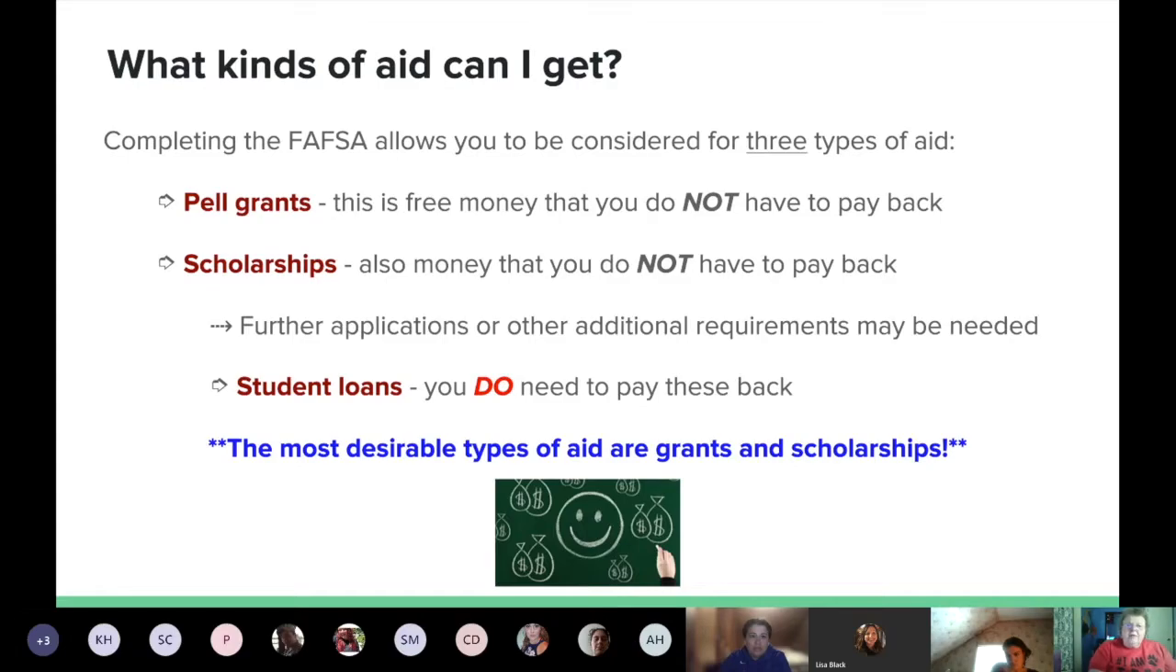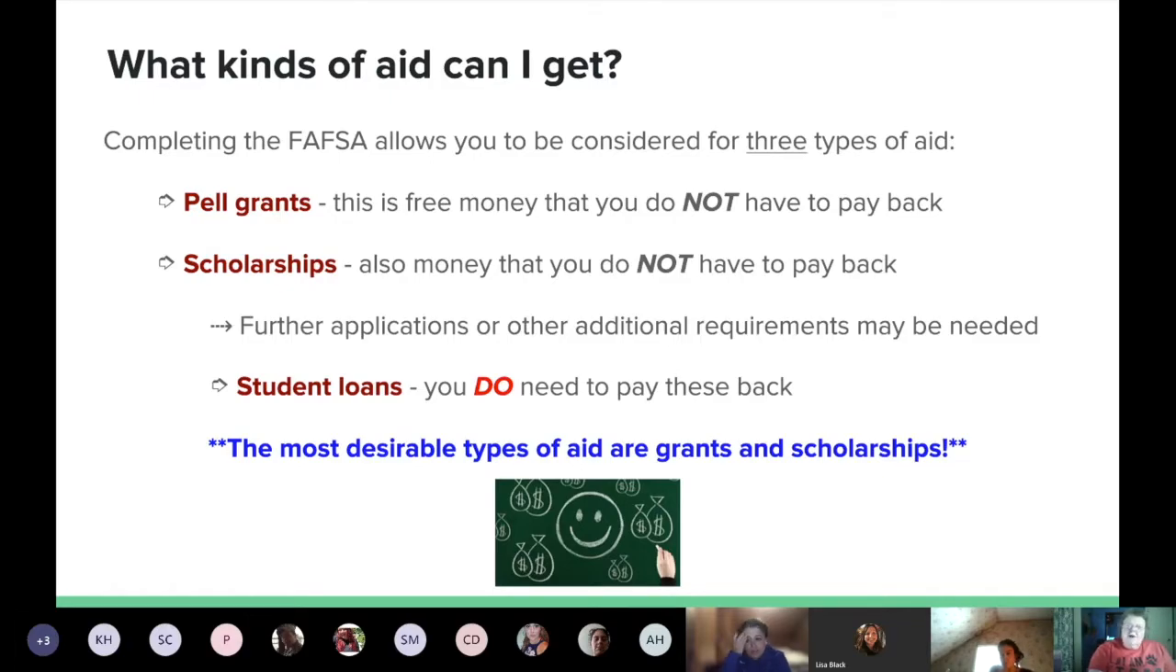What kinds of aid can I get? Completing the FAFSA allows you to be considered for 3 types of aid. Pell Grant, this is the free money that you do not have to pay back. There's always some strings attached, and we can talk in more detail about that. It isn't completely free. They expect you to earn a grade for it.